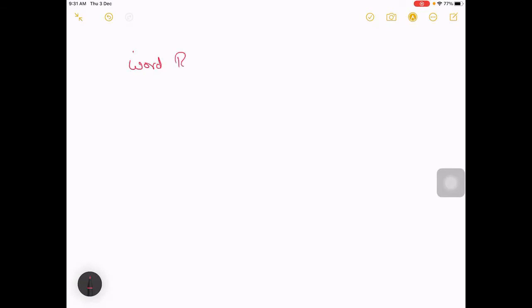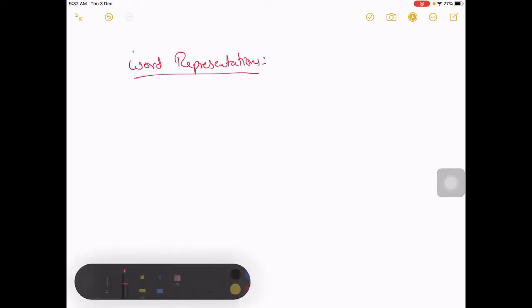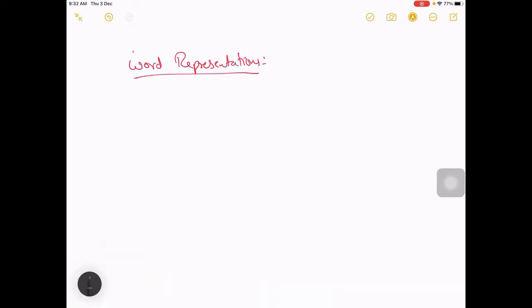Let's discuss word representations today. Let's say you have a sentence, and you want to pass it to a model. Let's say the sentence is "this is a book", and you want to pass this sentence to a model to do some kind of classification task or something else.